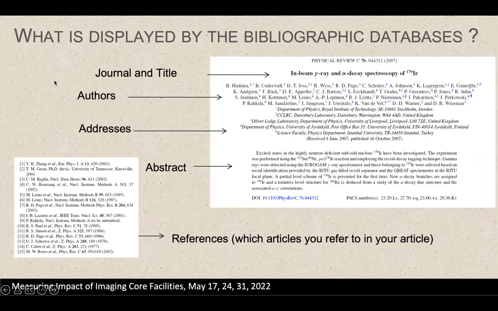In Scopus and Web of Science, you use what is displayed with normal access. You have the journal and title, the authors, the addresses, the abstract, and the references. You don't have the acknowledgements, and you don't have the materials and methods. So when you work on the platform, it's very difficult to track if you've been acknowledged or if some of your technology has been used. But you can find them through Google Scholar, though. But if you have hundreds of thousands of articles to review, that might be complicated.